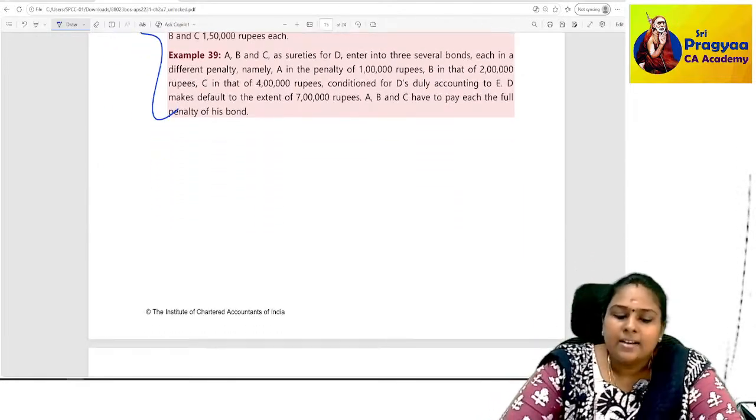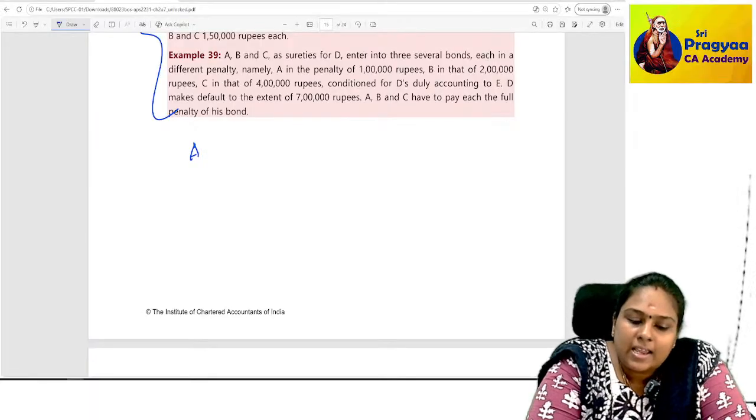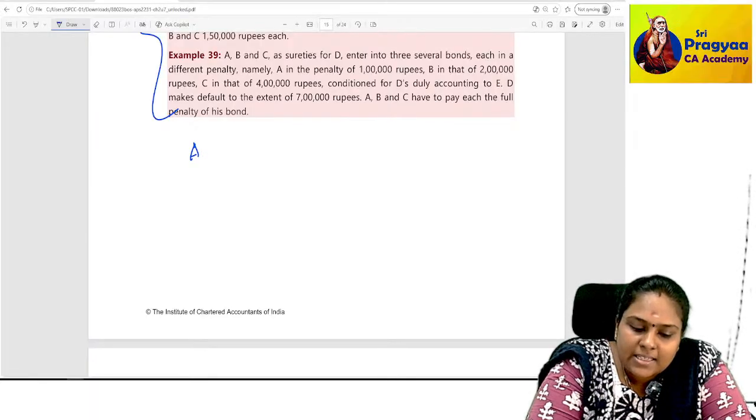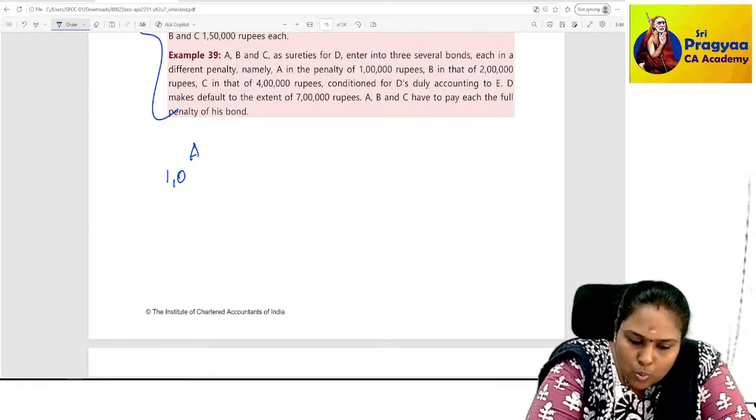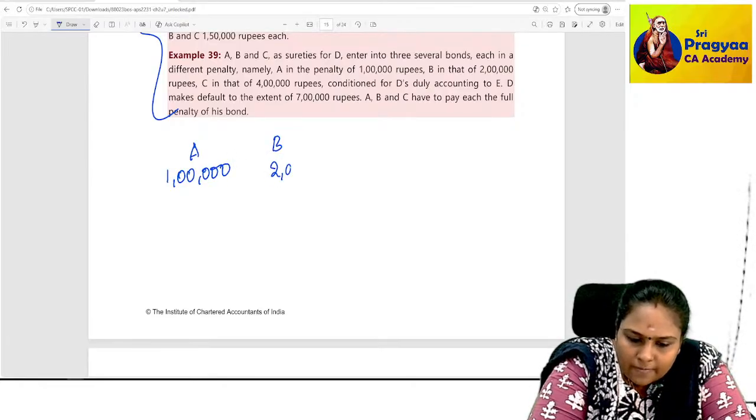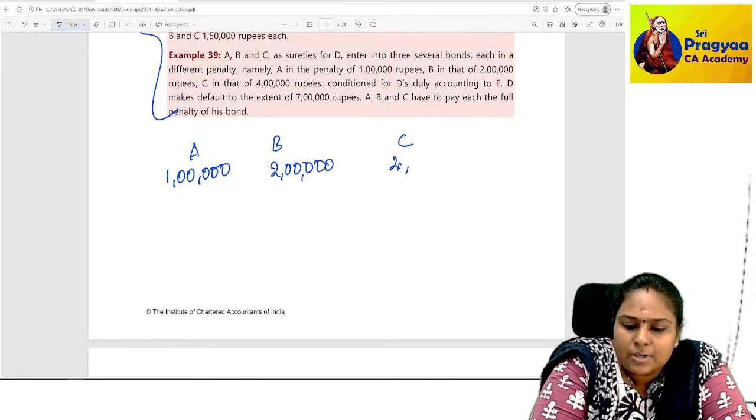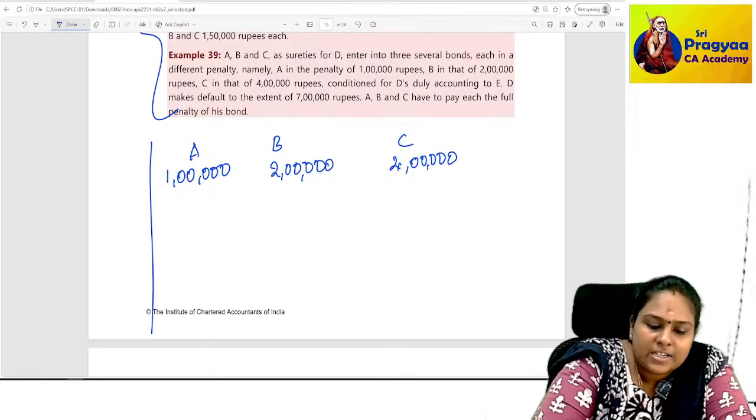Okay. Say each co-surety is having a different limit. A is having a limit up to 1 lakh rupees. B is having a limit of 2 lakh rupees. And C is having a limit of 4 lakh rupees. Now, let us see 3 different scenarios.